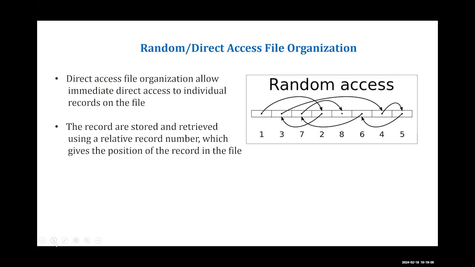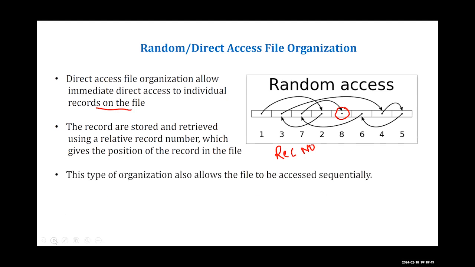Let us talk about random or direct access file organization. So what does this do? Direct access file organization allows immediate direct access to individual records in the file. Unlike sequential, it allows me to directly access them. The records are stored and retrieved using a relative record number, which gives the position of the record in the file. So unlike the previous case where we were comparing the key value, here I am directly taking a record number and accessing it.